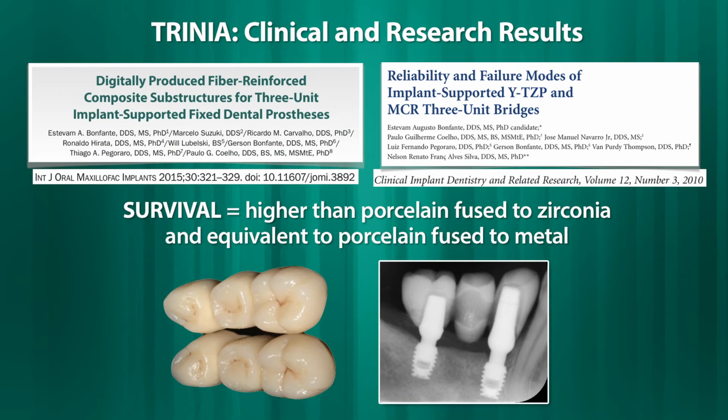Now, I would like to invite you to see the previous and current research results of a glass fiber reinforced composite material named TRINIA that has been on the market for a while now. When indicated for 3-unit posterior fixed dental prostheses, it presented survival rates as high as porcelain fused to metal prostheses and higher than veneered zirconia, even when fiber-reinforced frameworks presented minimal connector cross sections, such as 3 square millimeters.